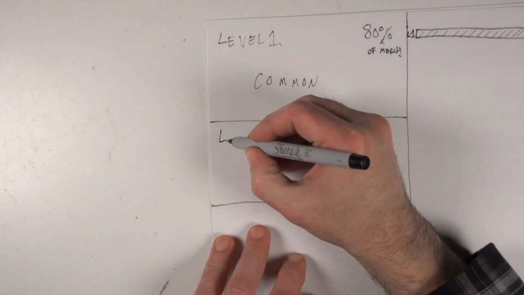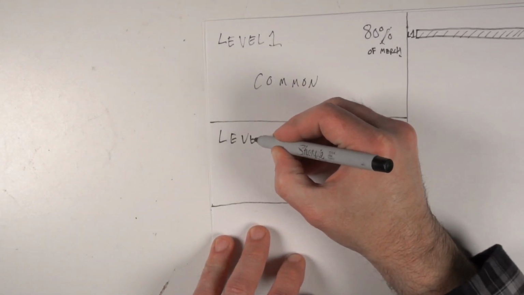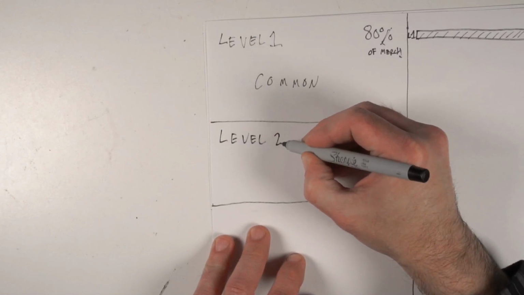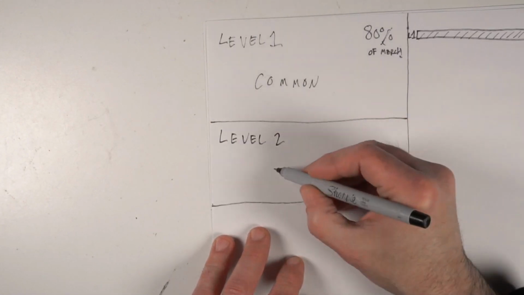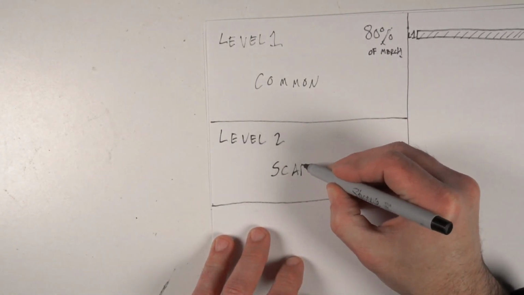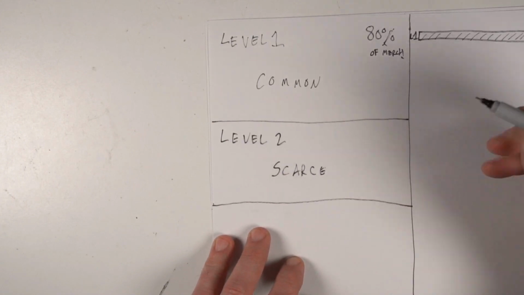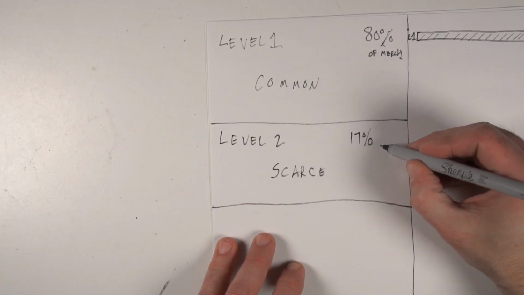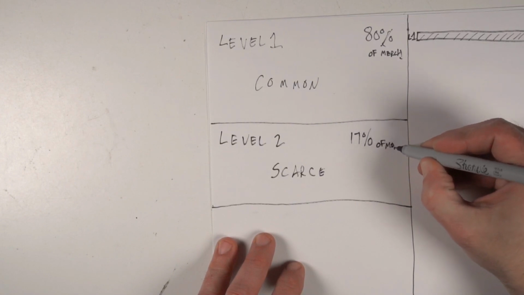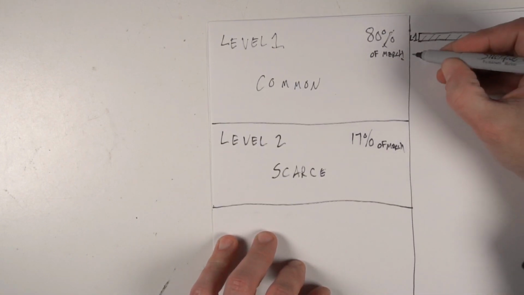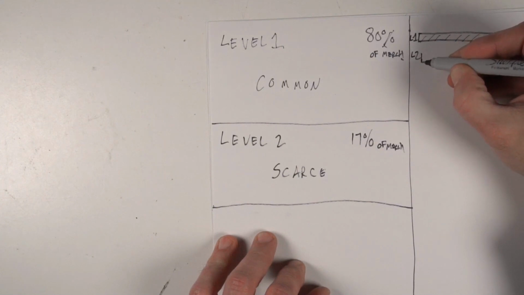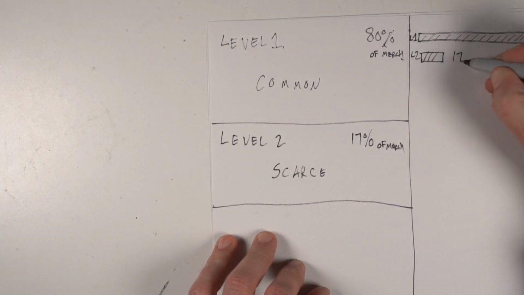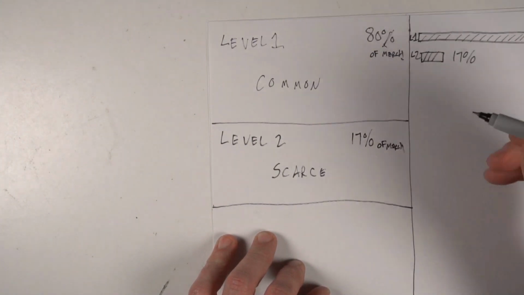Now there's also level 2. This is the next level up, and we'll talk about value-wise in each one of these levels. And this is what I would call scarce. Anything in here is scarce, and that's about 17% of merch. And let's mark level 2 here. So we've got another little graph. That's 17%, probably about close in there.